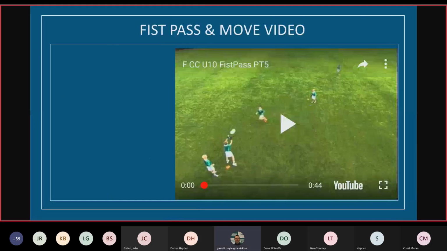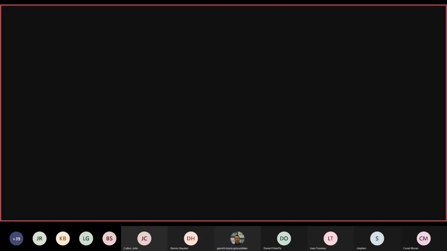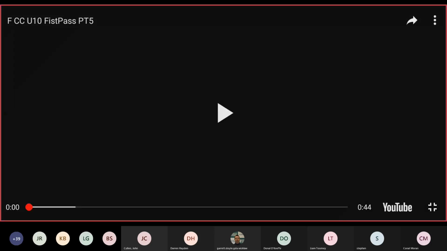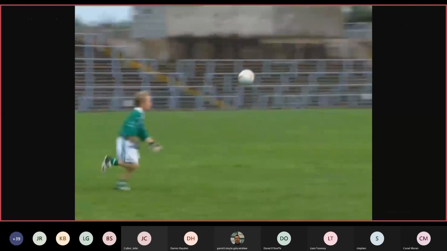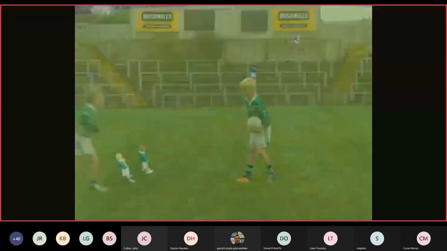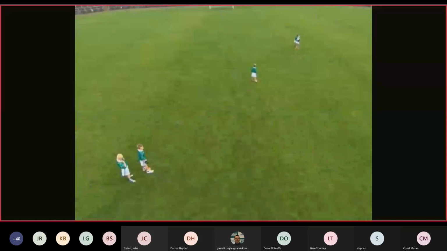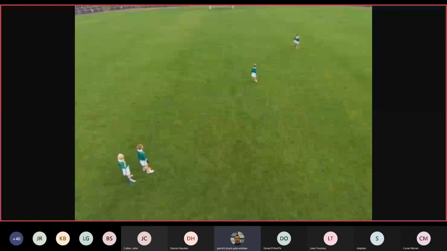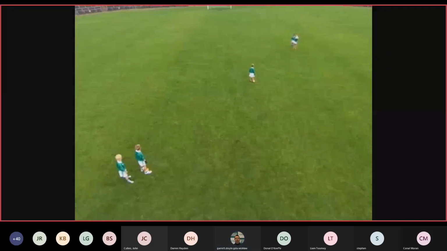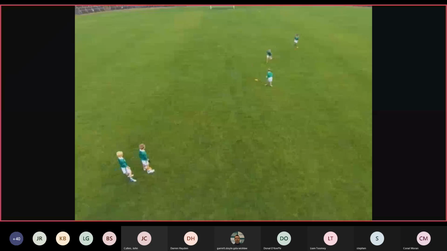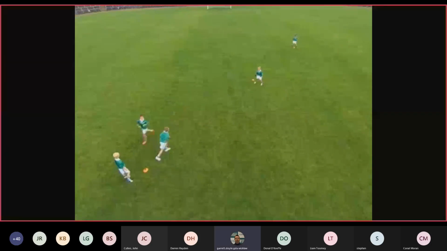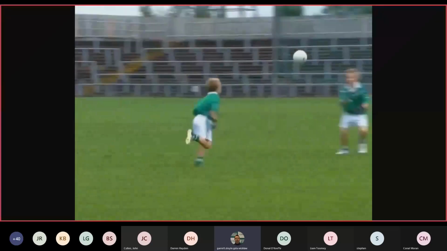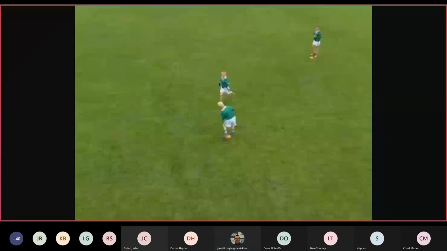So here's another hand pass or fist pass activity. As you see here, it's similar to the previous one. Bit bigger, bit longer. But the middle player now acts more of a wall, and it's the outside players who are challenged.